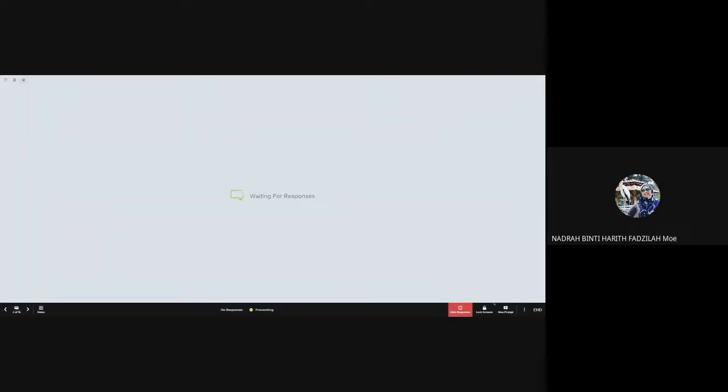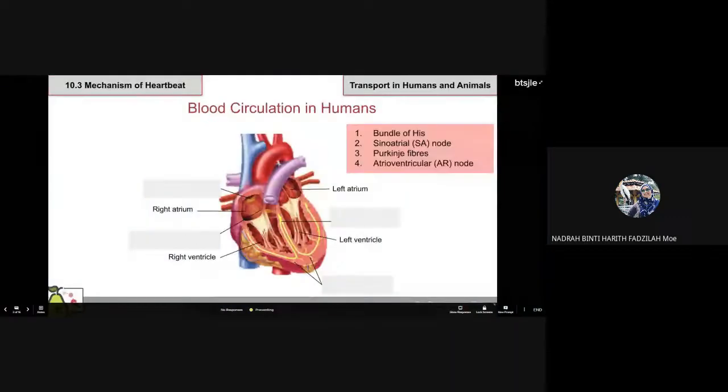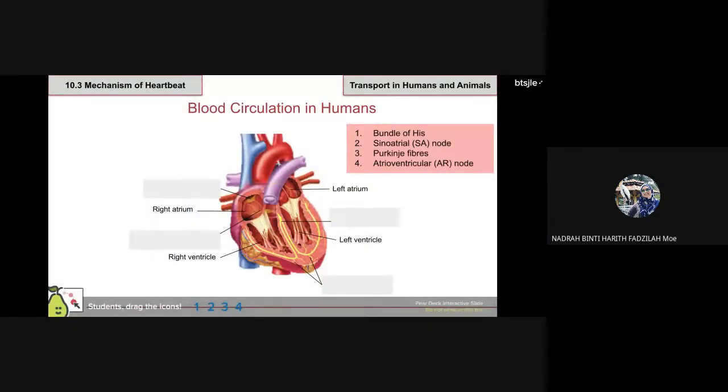Okay ya. So there are 4 different components here. Hanya drag icon tu untuk label, satu dekat ruang mana, bundle of His tu dekat mana. Label dia: SA node, Purkinje fiber, atrioventricular node. Tu saya tersilap, bukan AR, AV node. Okay, saya tersilap kat situ.